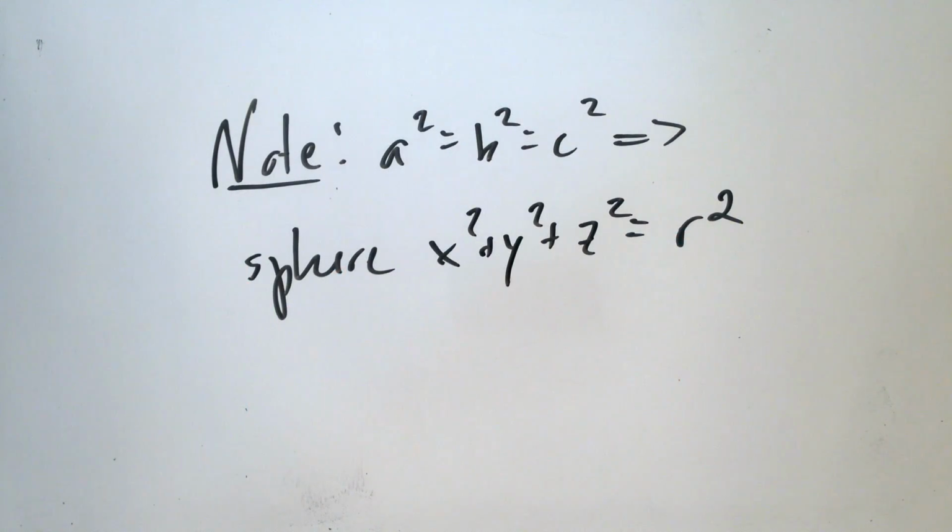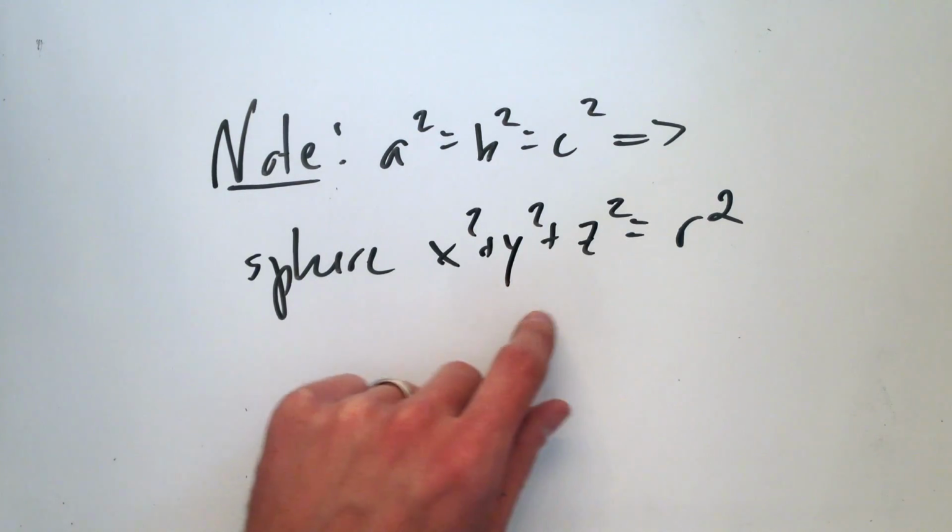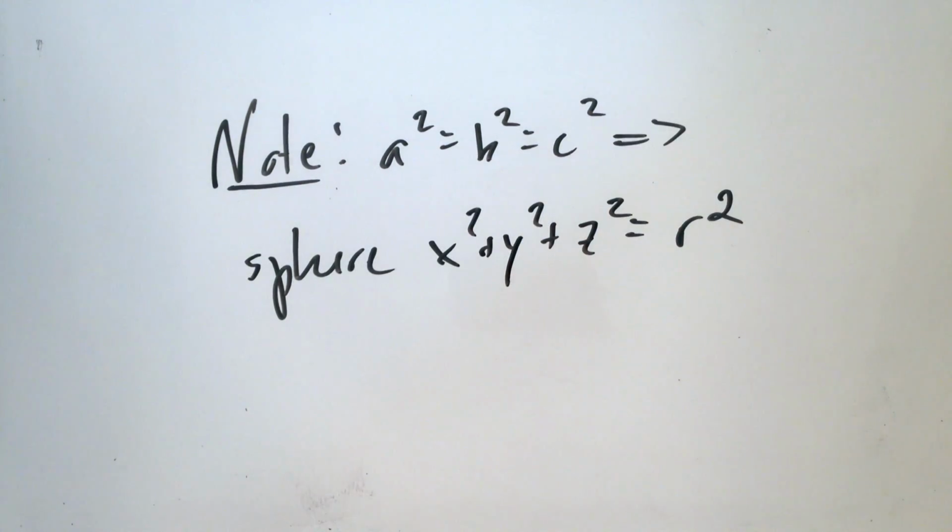In particular, if a squared is equal to b squared is equal to c squared, then we end up with a sphere. We can multiply through by denominators. We get x squared plus y squared plus z squared is equal to r squared, where r is the radius of the sphere. Fantastic.